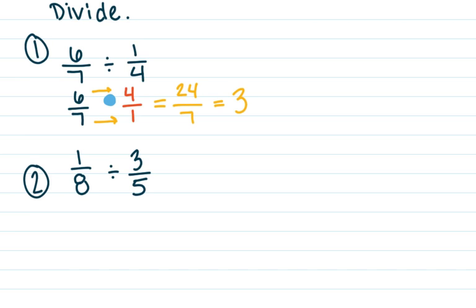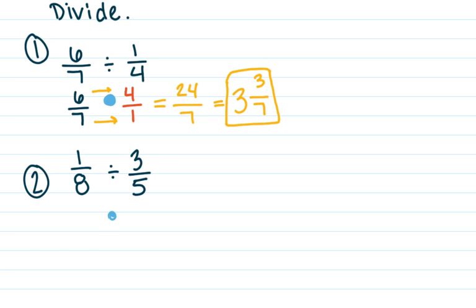Well, that's 3 times. 7 times 3 is 21. That means I'm going to have 3 out of 7 left over, and there is my final answer. So you can get mixed numbers as your answer. Let's take a look at number 2.